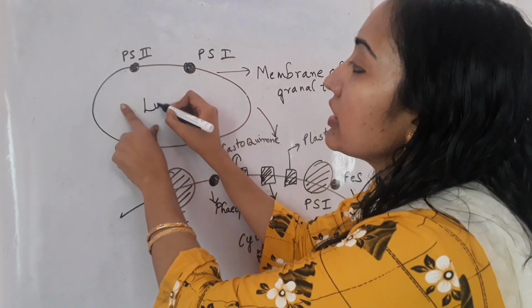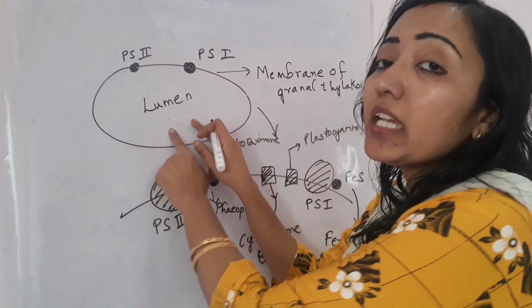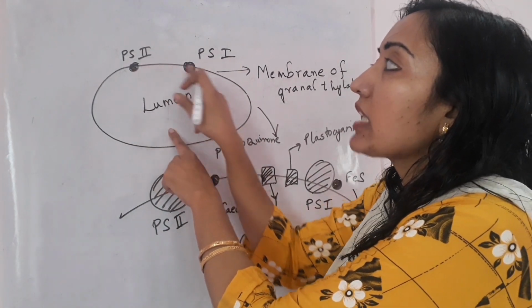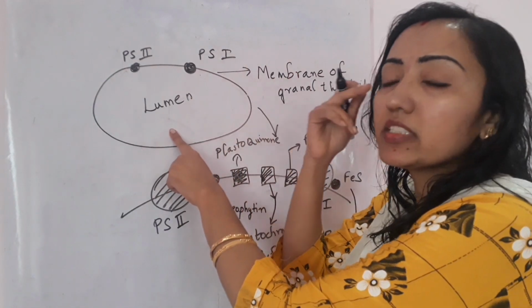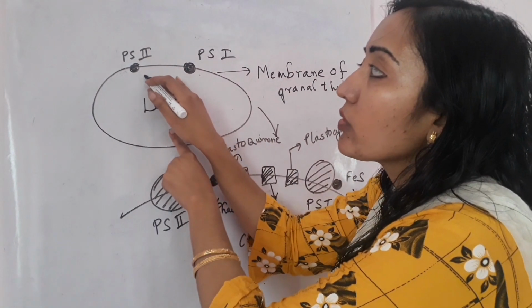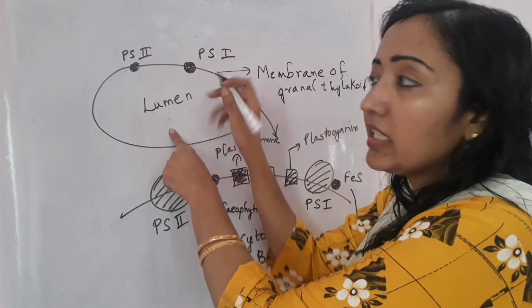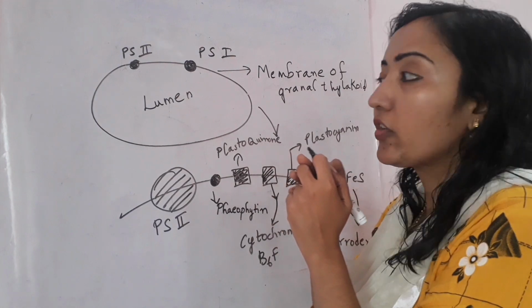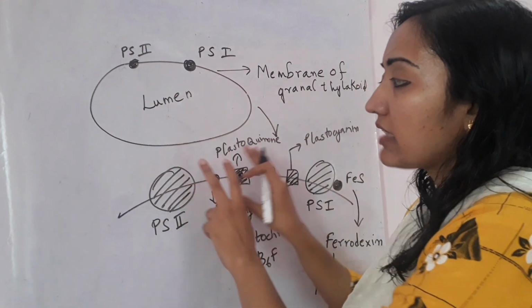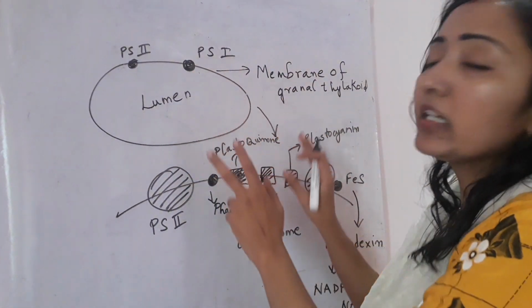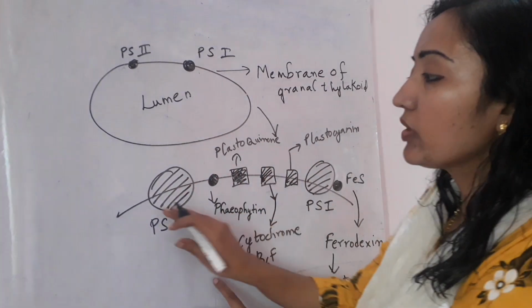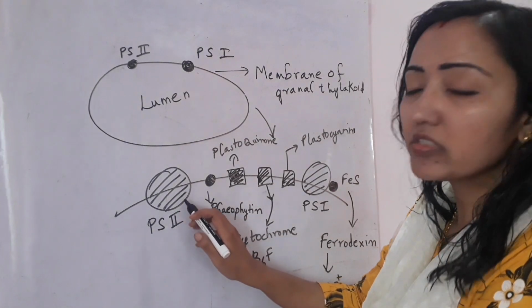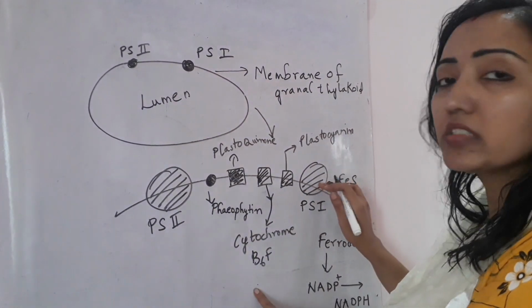This is the lumen, or the empty space. Lumen is nothing but the empty space of the granum thylakoid, and on the thylakoid membrane the light reaction takes place. On the thylakoid membrane, photosystem 2 and photosystem 1 are present. Now I have zoomed this diagram to make a big picture. Here you can see the membrane of the granum thylakoid. This is photosystem 2 and this is photosystem 1.